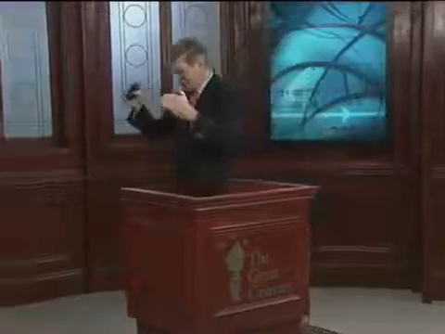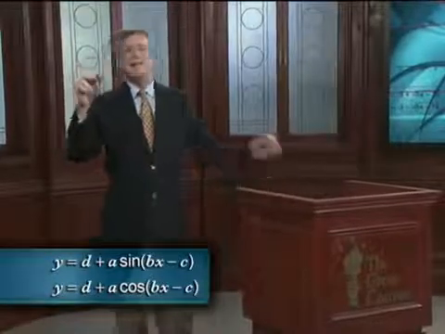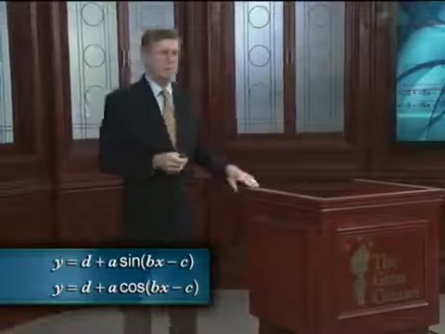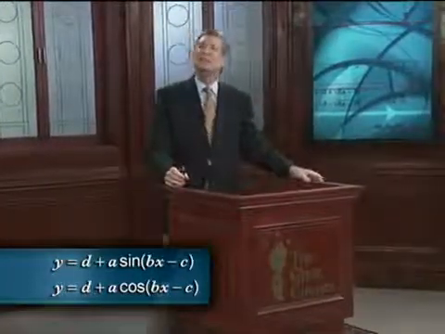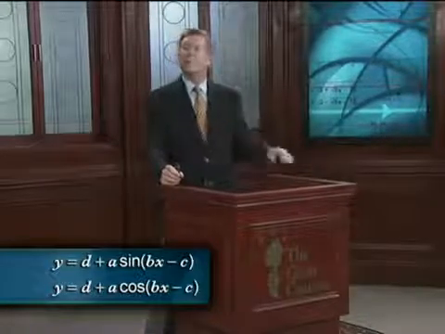Let's finish off with the final letter. We've done A, B, C, and then we had a D in the front. So now we're going to look at the most general equation possible here, D plus A sine of the quantity bx minus c, or with cosine. What does the number D do to this graph? How does D affect the graph?